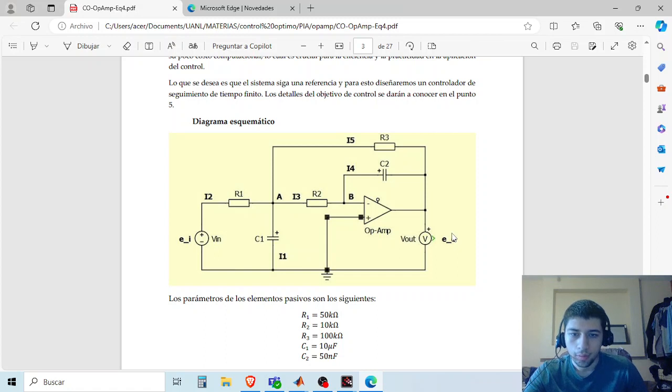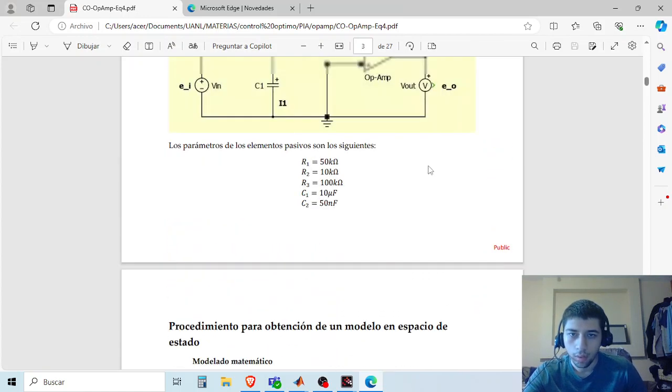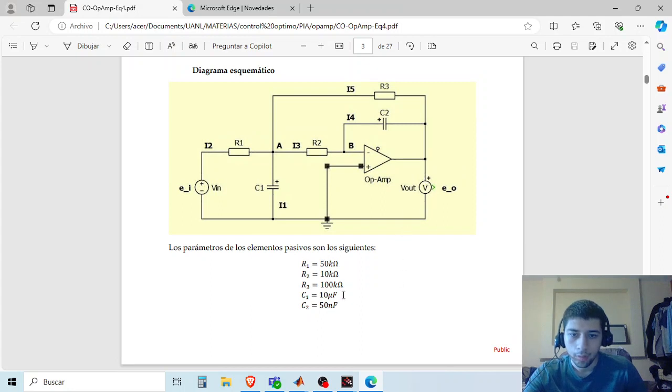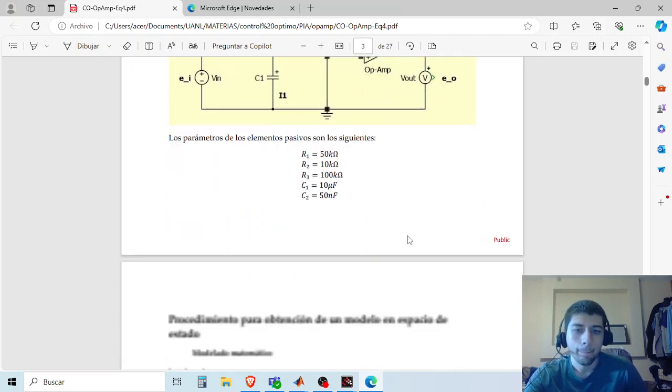Okay, and what we desire to control is the output voltage given a certain input. And for the resistor and capacitor values, we chose these ones. This would be 50k ohms. This would be 10k. This one 100k. This one would be 10 microfarads, and this one 50 nanofarads.